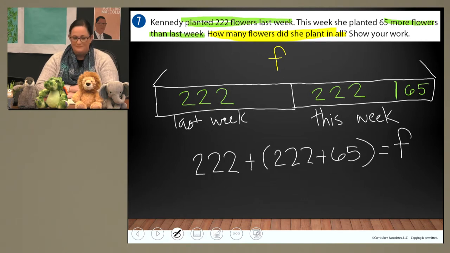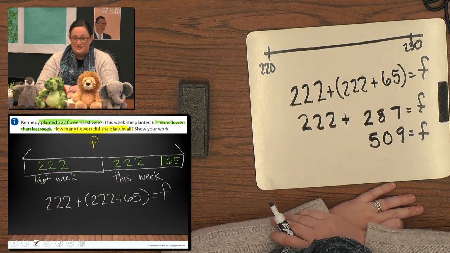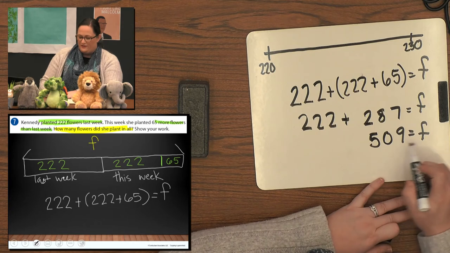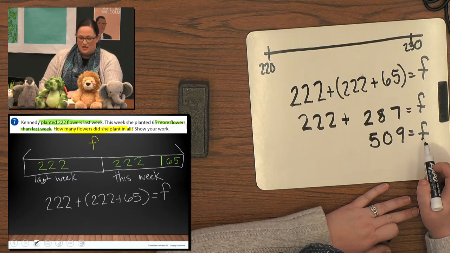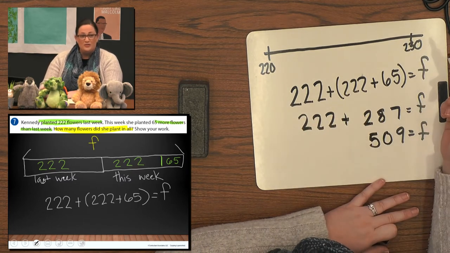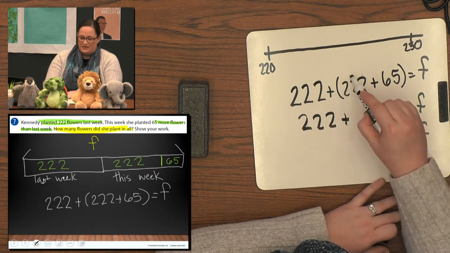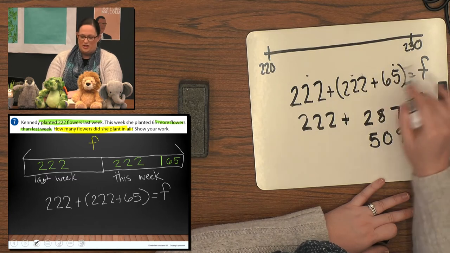Okay, friends. Mr. Kevin, can you show my whiteboard? You should have gotten an answer of 509 flowers in all. That should be your answer, 509 flowers in all. Now let's round to estimate to see if that's a reasonable answer. I've put a number line up here. I put 220 and 230. We're gonna round to the nearest 10 for each of these numbers. We'll do the 65 one last and I'll change our number line.